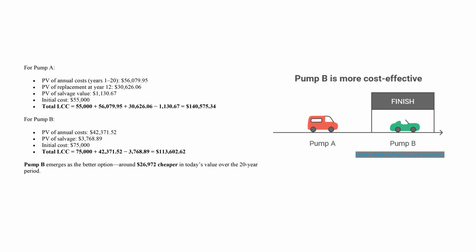The numbers tell the story. For pump station A and B, consider PV of annual cost, PV of replacement at year 12, PV of salvage value, and initial cost. As you see, pump B emerges as the better option, around 27K cheaper in today's value over the 20-year period.